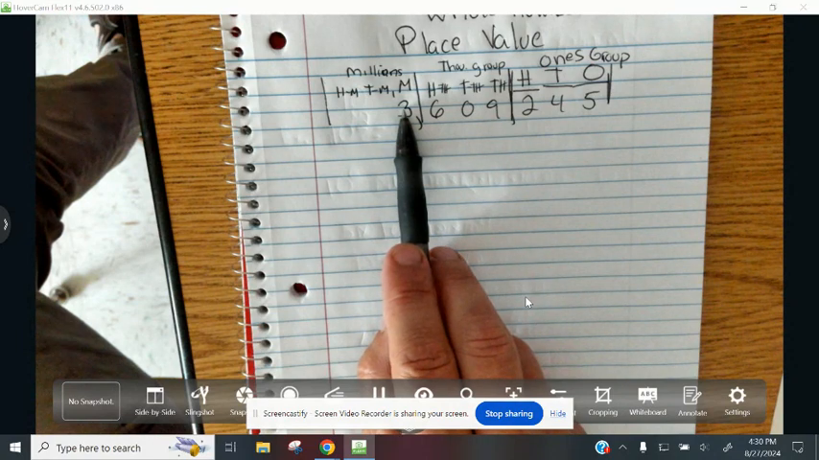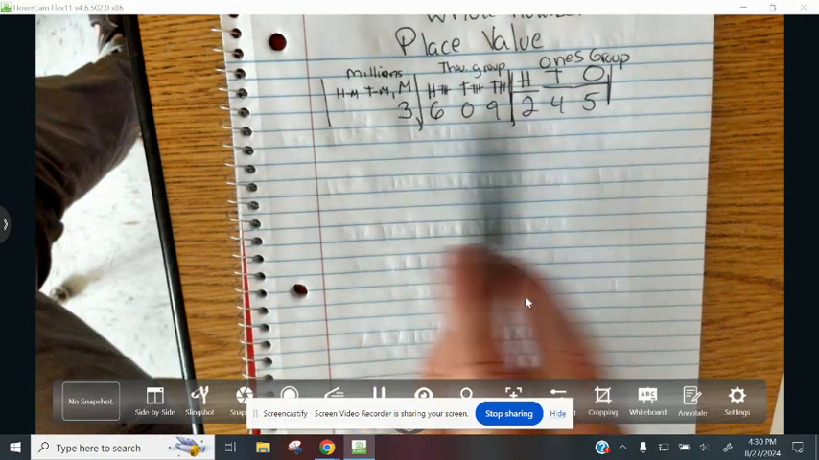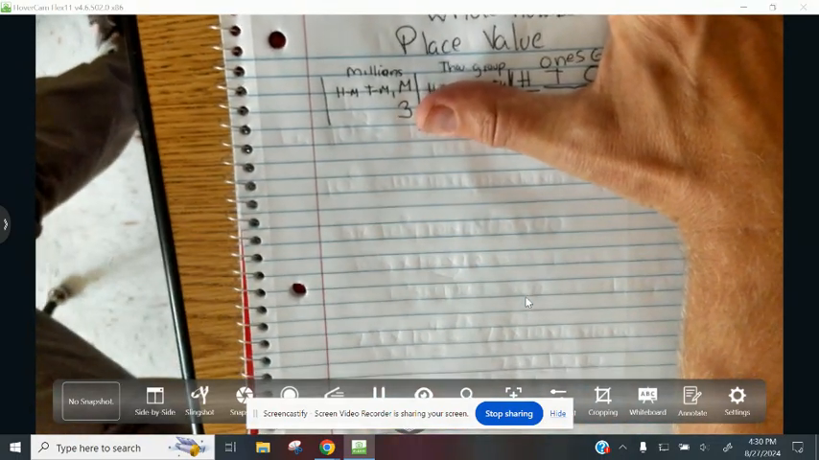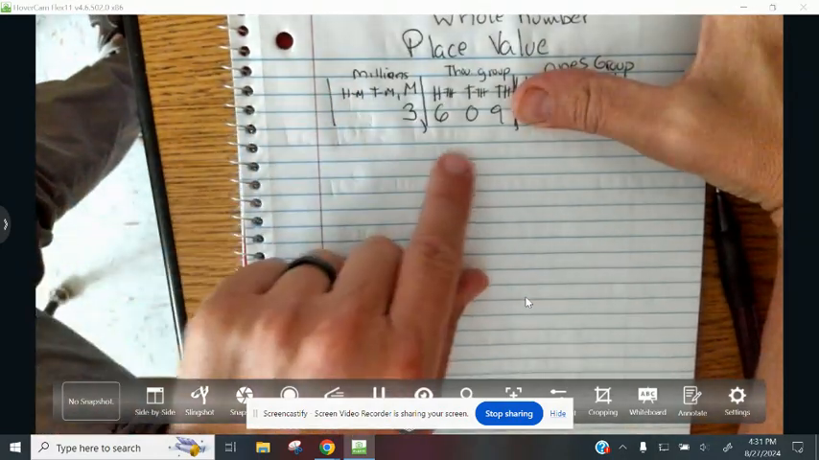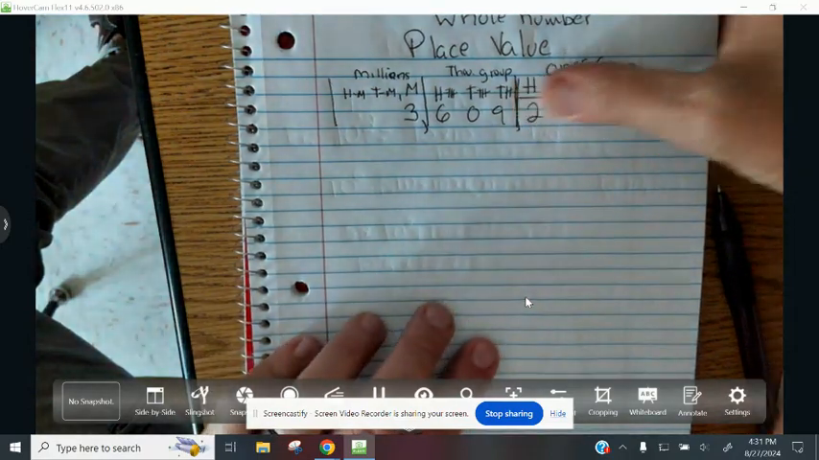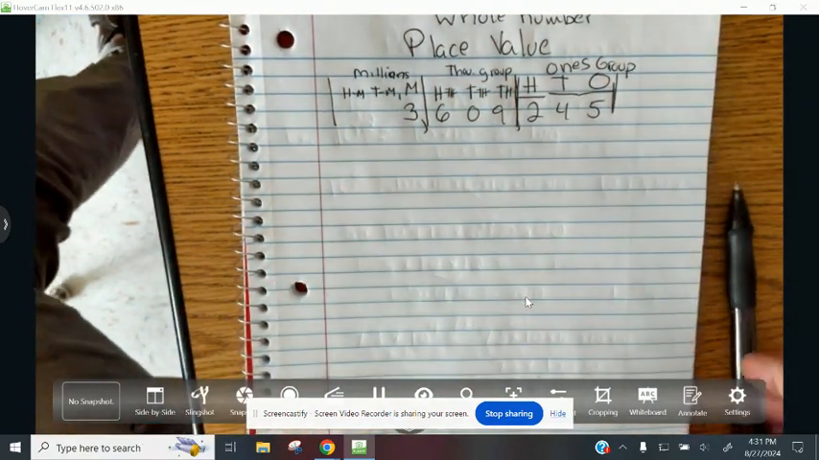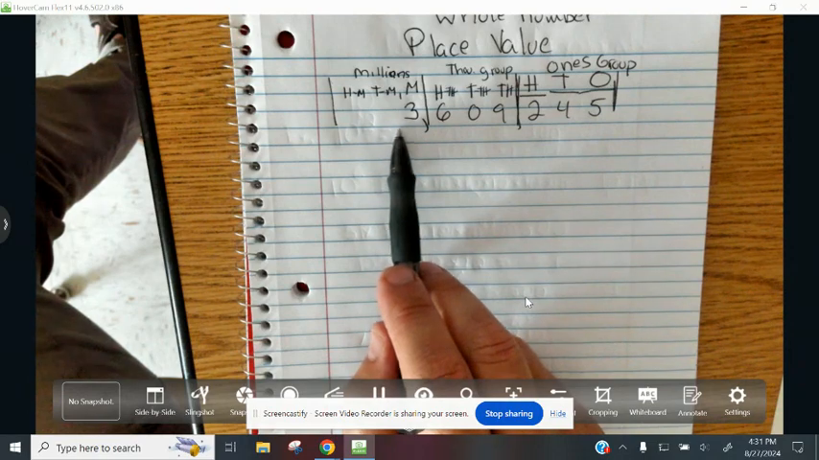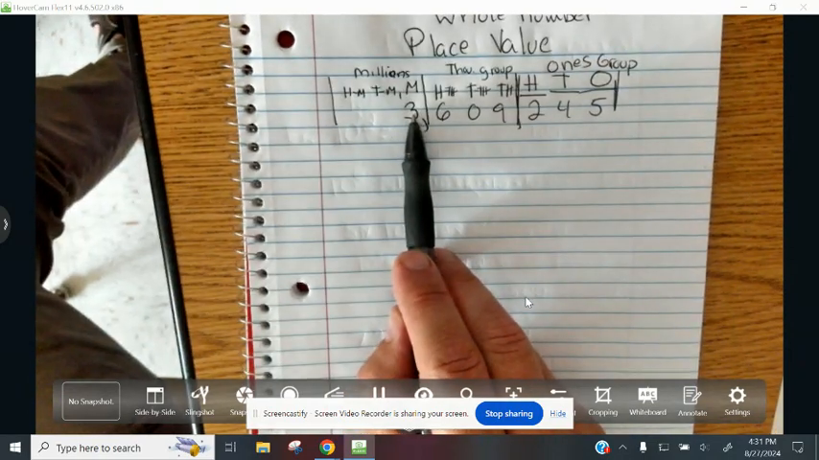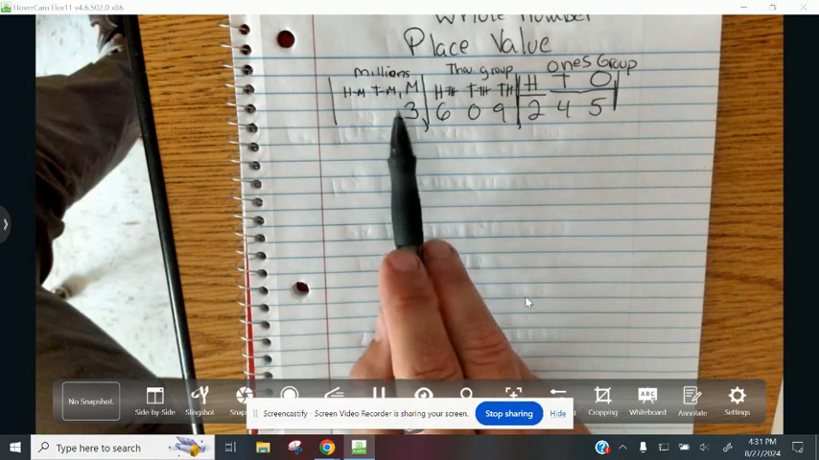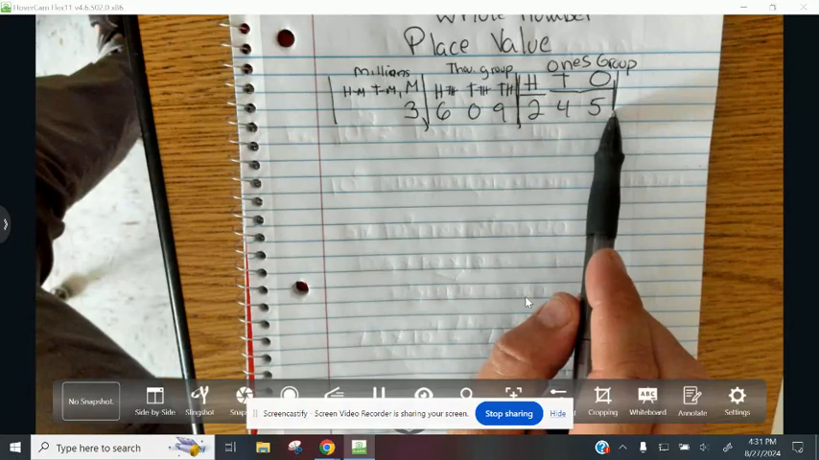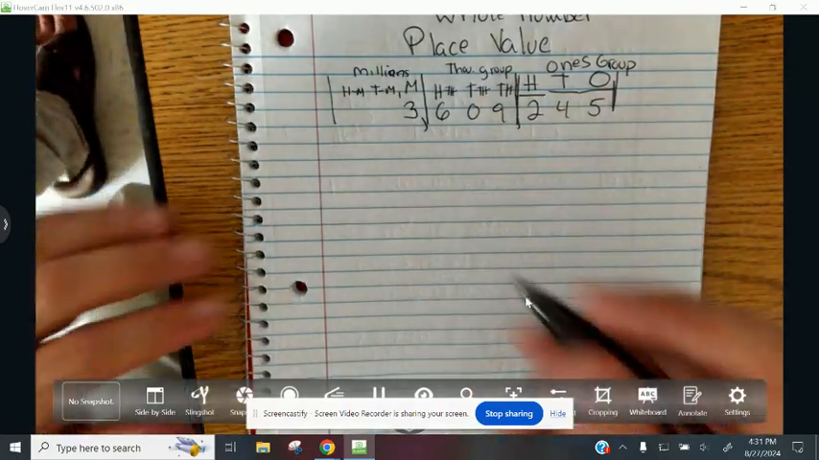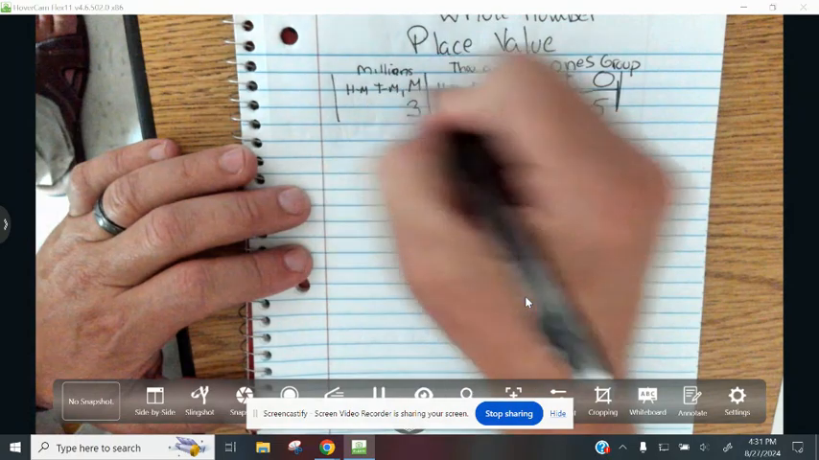Every time there's a group, you're going to read that number. And I always tell kids, read it as you see it. So cover everything else up. What do you see? I see a 3. 3 million. Cover the next group. 609,245. So that's how you read big numbers. Make sure you know where it's at. This is 3, and I would then read the group name. 3,609,245.